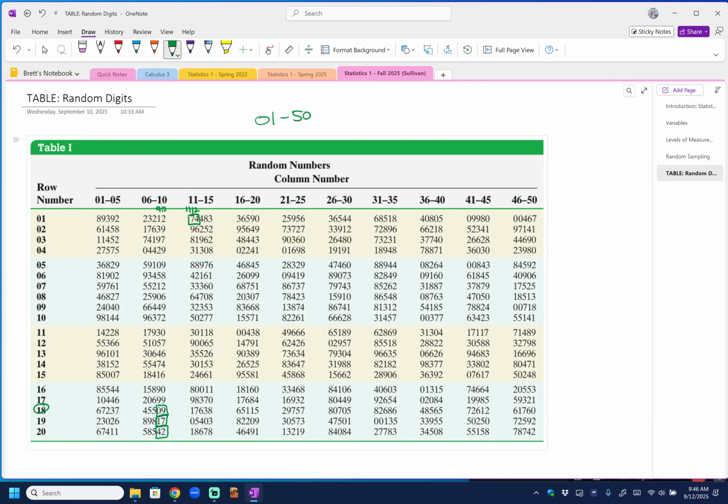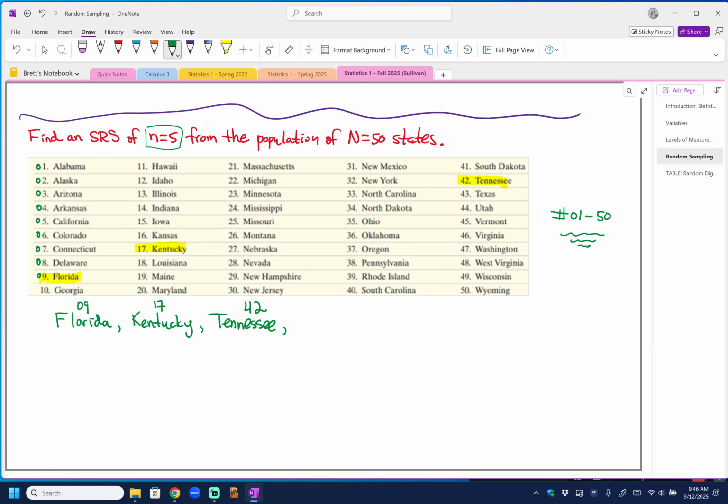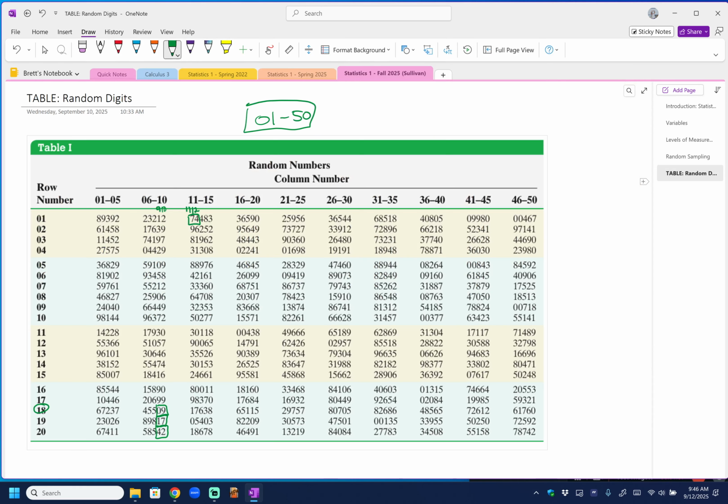But here's the problem. Remember, these are our states. There are no states labeled by 74, which means 74 is not of use to us. So therefore, we basically just toss it out. So if you want, you can X it out. Go to the next number, which is 96. It looks like we're hitting the same problem. 96 is not one of our states, so we toss it. We go to 81. Again, we toss it.